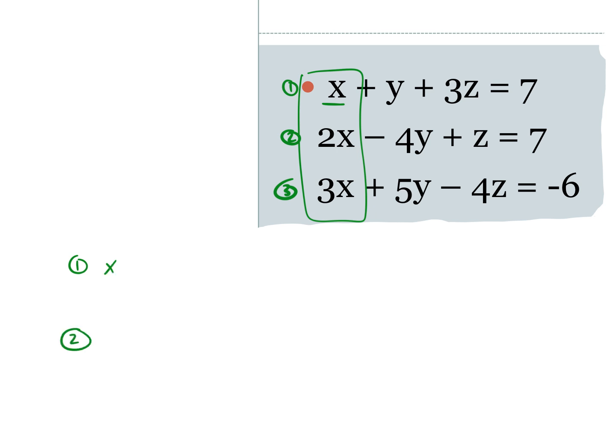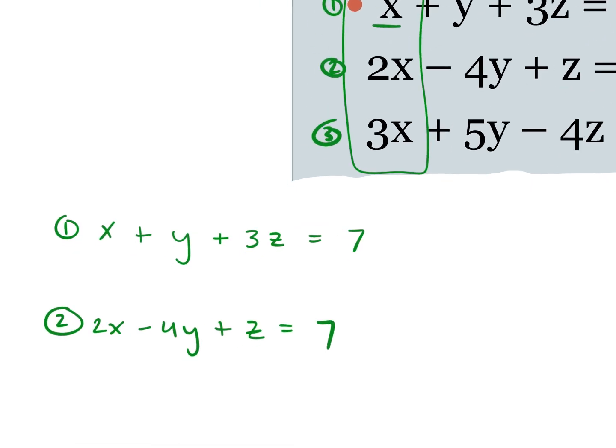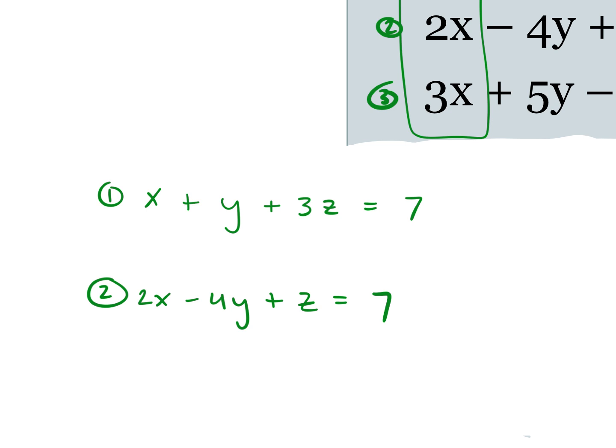So 1 is x plus y plus 3z is equal to 7. And 2 is 2x minus 4y plus z is equal to 7. Do our x's cancel? Nope. So here we have to multiply by some number to get them to cancel. What would we have to multiply our first equation by? -2, because we need it to be the same number but opposite. So since we already have a +2, we're going to multiply by -2 to make it the same but opposite. So we're multiplying everything in our first equation by -2.